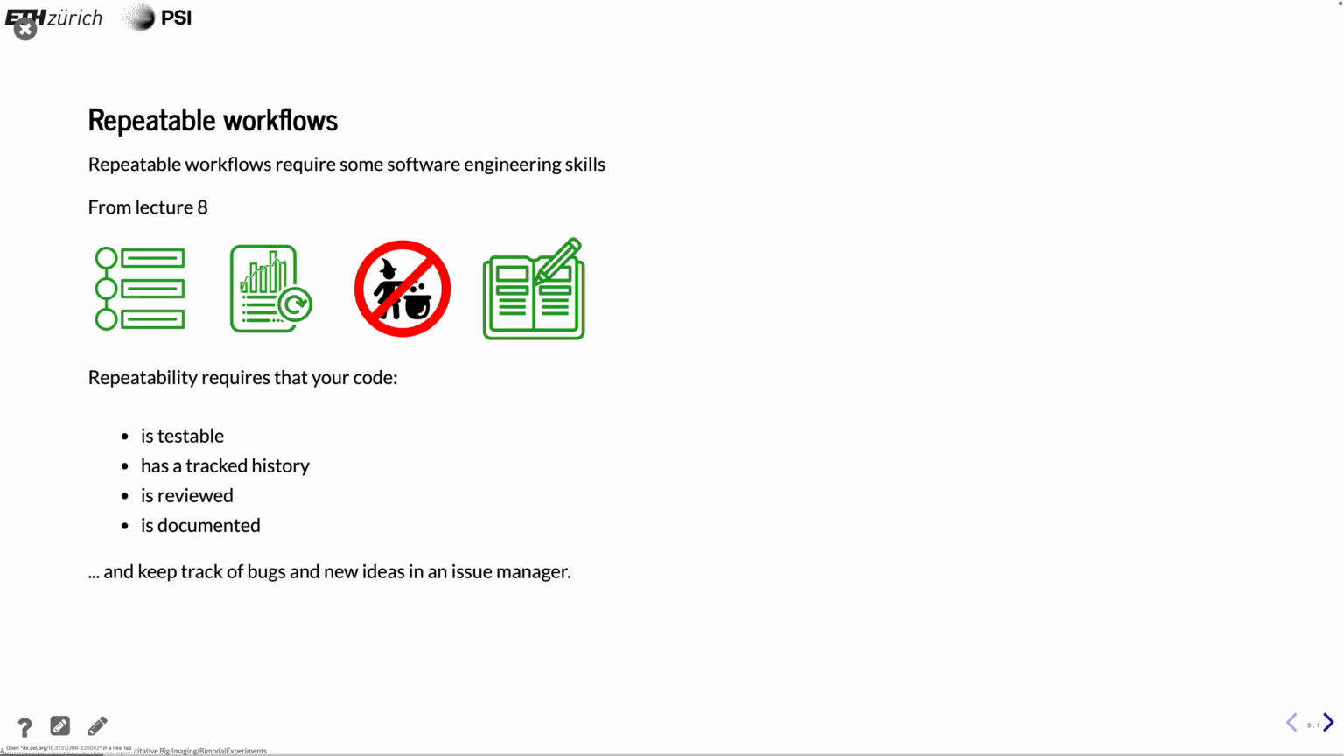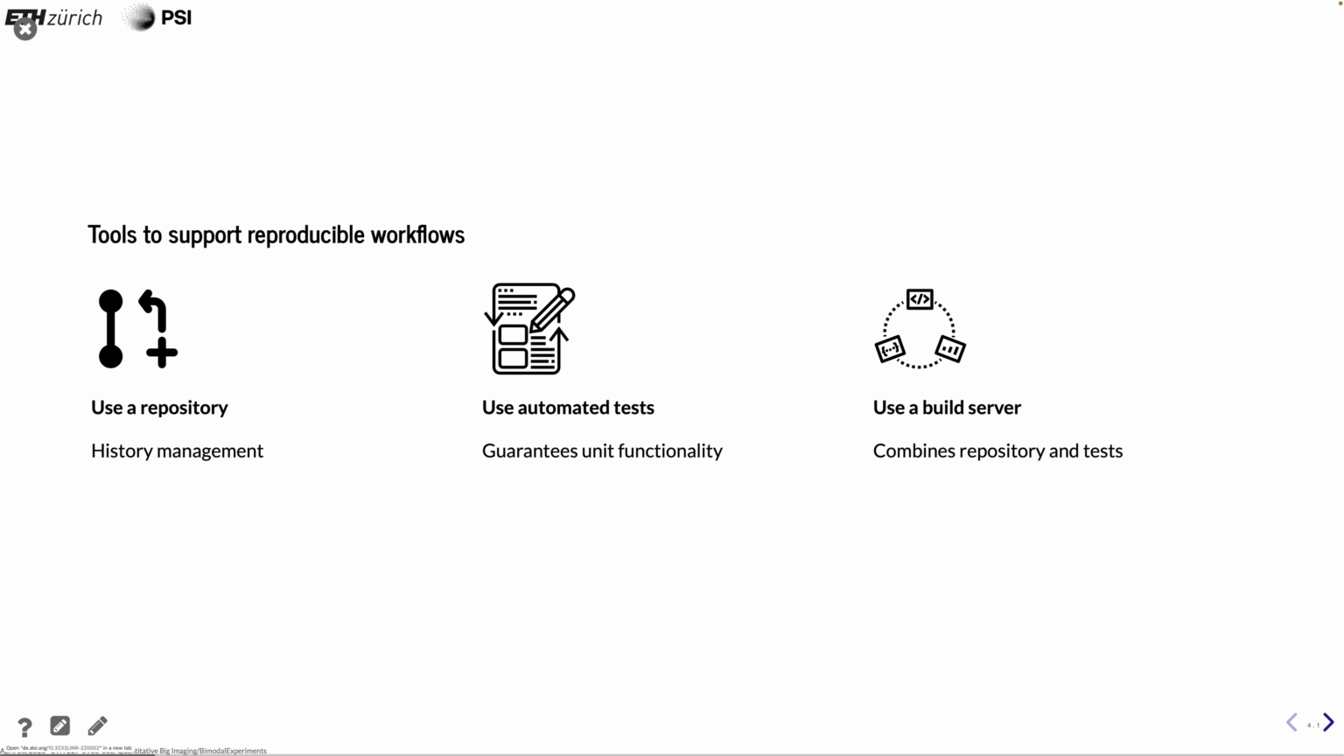On top of that, you can also track bugs and add new ideas with the help of an issue manager, where you can log new requests or ideas. And the tools that we want to use to support the reproducible workflows is, first of all, we should definitely use a repository. This is a smart history management that can split off different branches. If you want to get a new idea, you just make a new branch of your development without destroying what you have been doing before.